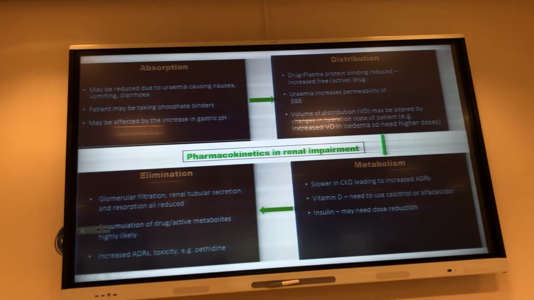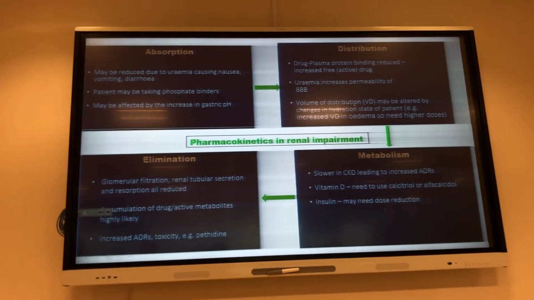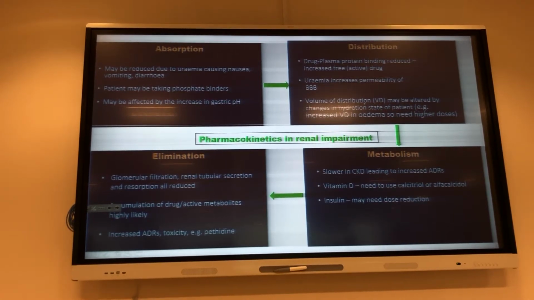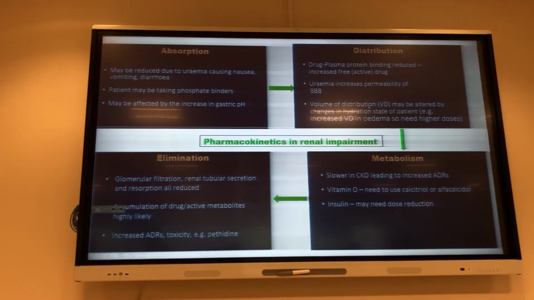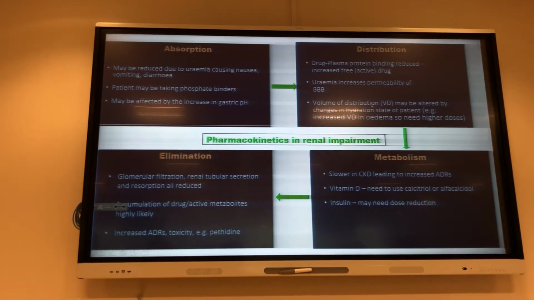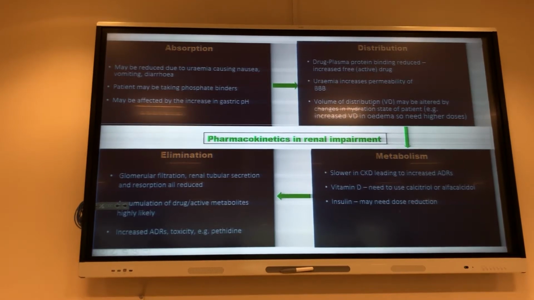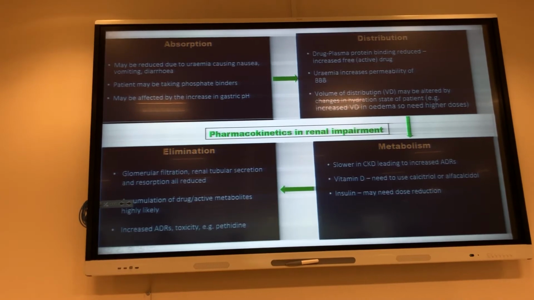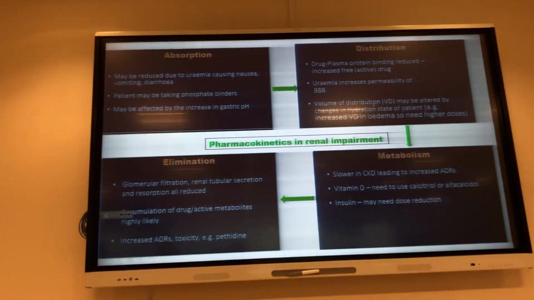However, you need to understand the volume of distribution. The volume of distribution is a formula that we use to calculate how much of the drug should be available in the system to prevent adverse drug reactions. It is usually affected by things like edema. If the patient has edema, that means increased fluids in the body. In that case, increased volume means that we need to increase the dose. That's the only time where we have to be careful.